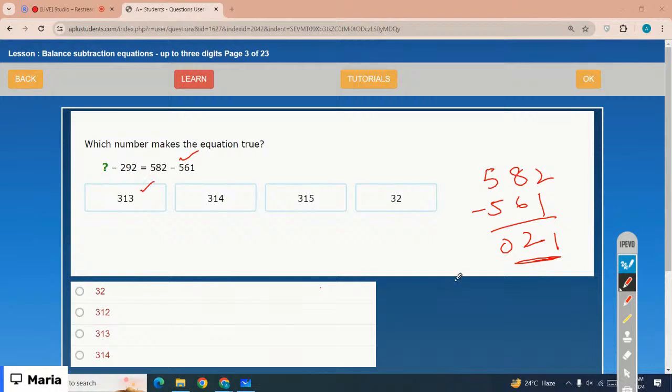Start with the first one, right? Just subtract 313 minus 292. 3 take away 2 is 1. You cannot subtract 1 out of 9. You need to borrow 1. That makes 11. 11 minus 9 is 2 and 2 take away 0 is 2. Yes, the correct option is 313. When you subtract 292 out of 313, that keeps the equation balanced. You have the answer 21. The correct option is 313.